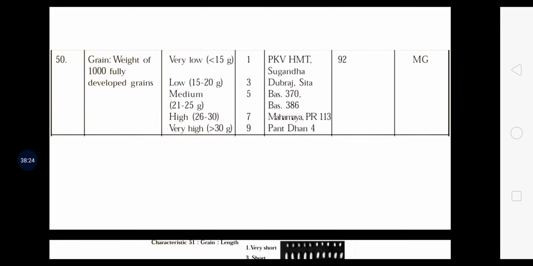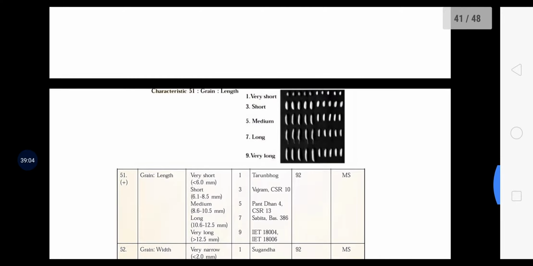50th characteristic is grain weight of 1000 fully developed grains. For test weight, it is divided into very low weight, less than 15 grams, scored as 1. Examples are Sugandha, PKV, HMT. Then low weight, 15 to 20 grams, scored as 3, example is Debraj and Sita. Medium is 21 to 25 grams scored as 5, Basmati 370 and Basmati 386. High is 26 to 30 grams scored as 7. Example Mahamaya and PR 113. Very high is more than 30 grams scored as 9. Pantadhan 4 is the example.